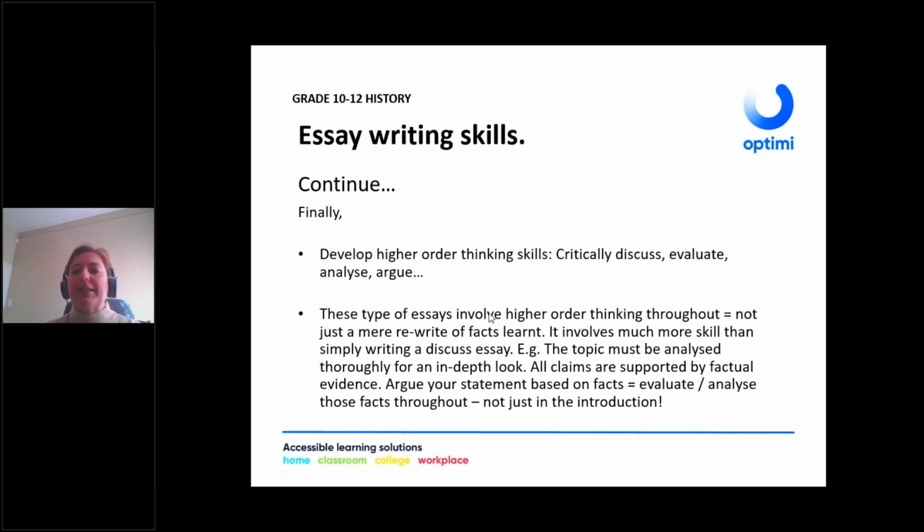Okay, then all claims are supported by factual evidence. Argue your statement based on facts. Remember, in history, avoid your own personal opinions. It doesn't matter if you agree or disagreed with something that happened in the past, okay? That's your personal opinion, but as a historian, it's your responsibility to stick with the facts, to stick with the content. Then also evaluate and analyze those facts throughout. Again, not just in the introduction and in the conclusion, but throughout the history essay.